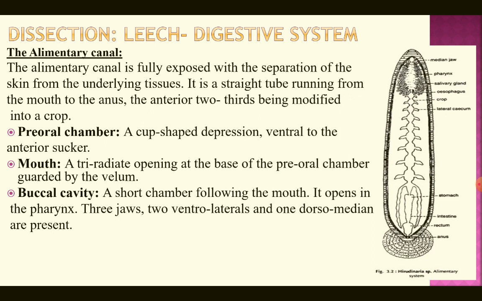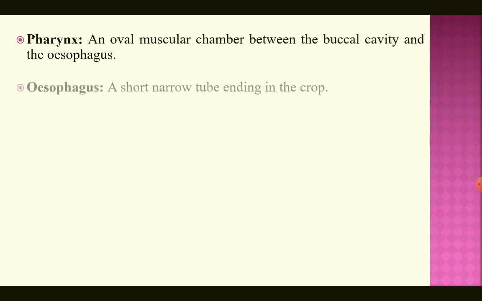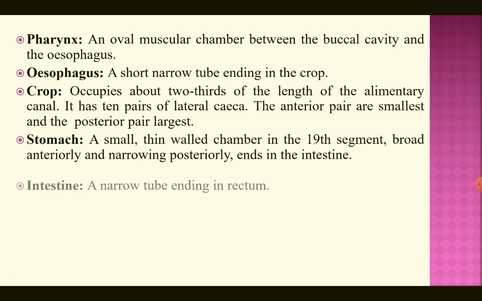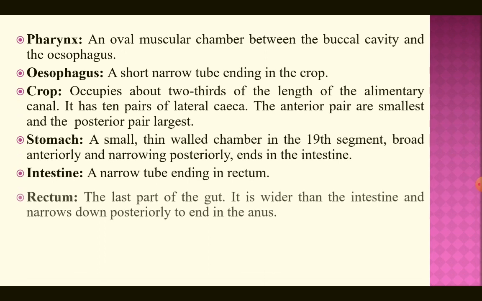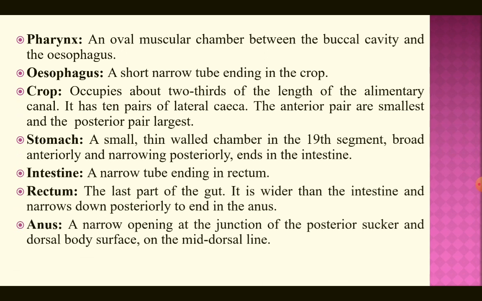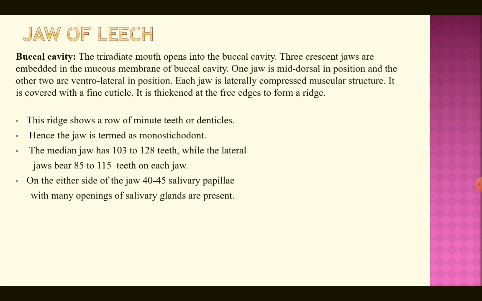And you know that it secretes an enzyme called hirudin, which prevents the clotting of blood, and because of this, these leeches were also used in ancient medicine. During operations and all, they made use of leeches to suck off all the blood. The next structure that you need to learn is the jaw of the leech.